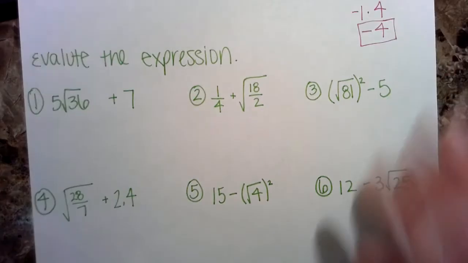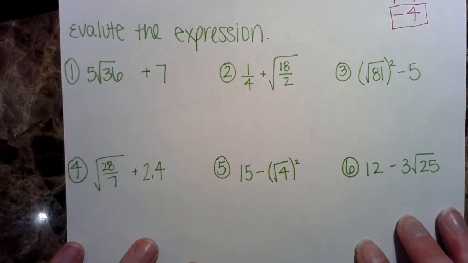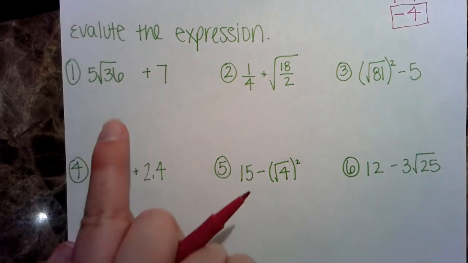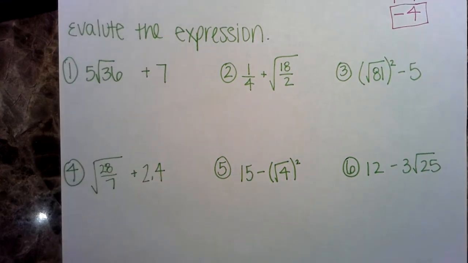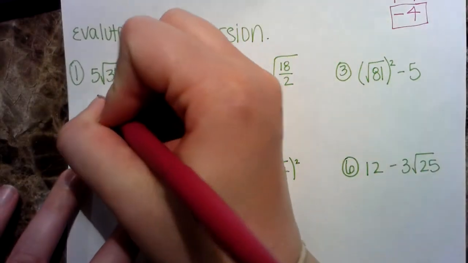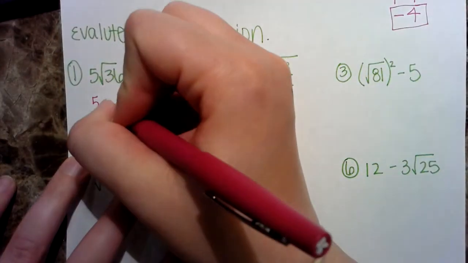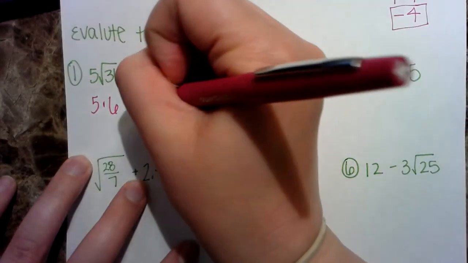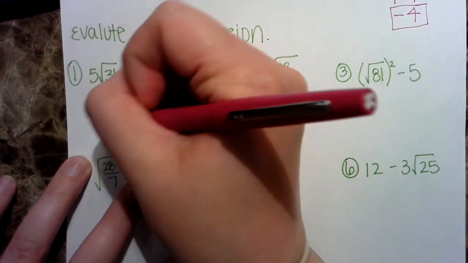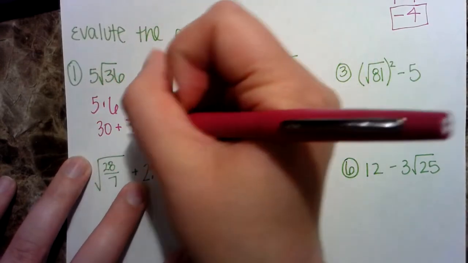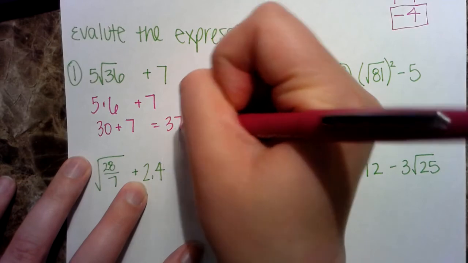I'm now going to evaluate the expressions. So I'm going to try to simplify the square roots if I can first, and then simplify from there. So I have 5, the square root of 36 is 6, so 5 times 6 plus 7. 5 times 6 is 30 plus 7. That is going to give me 37 is my answer.